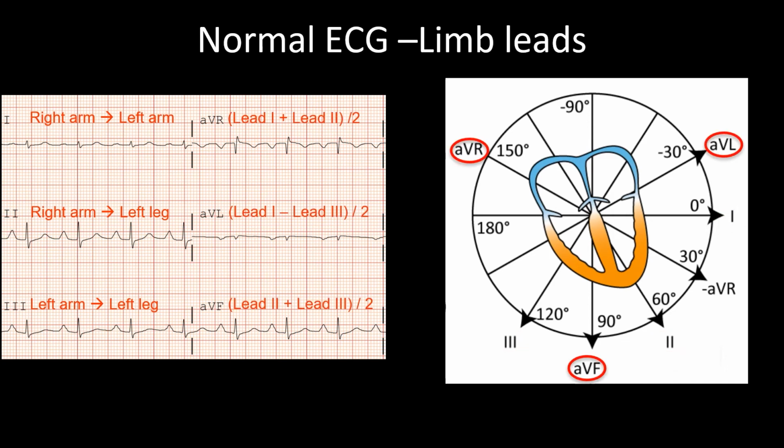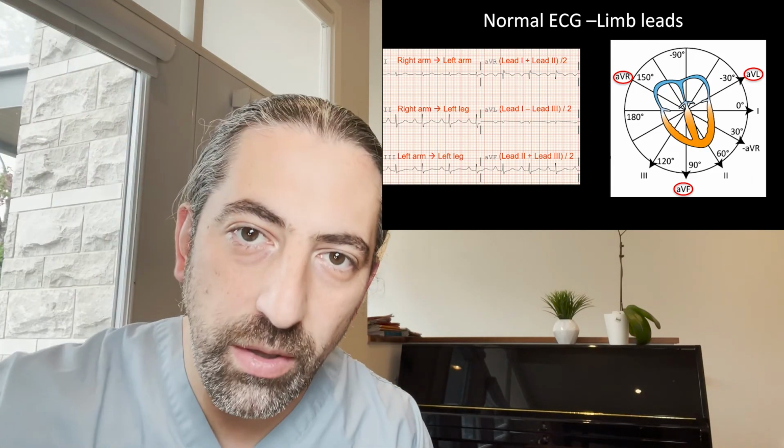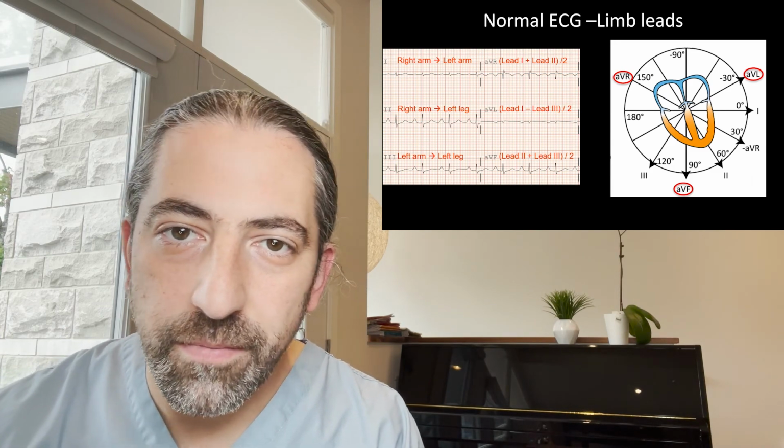These are called AVR, AVL, and AVF. AVR is lead 1 plus lead 2 divided by 2. AVL is lead 1 minus lead 3 divided by 2. And AVF is lead 2 plus lead 3 divided by 2. AVR will give us 150 degrees, AVL will give us minus 30 degrees, and AVF will give us 90 degrees. Hence, we now have an almost 360 degree longitudinal image of how the electrical signal travels inside the heart.